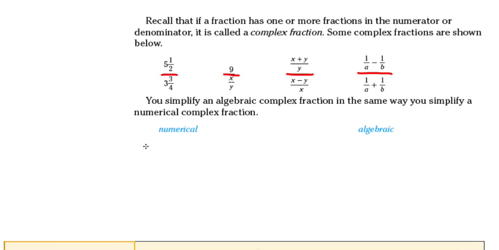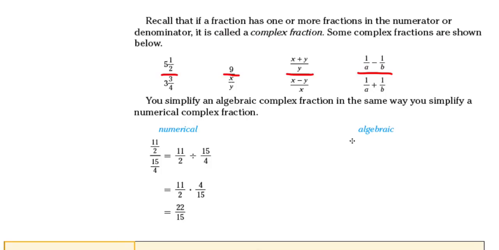For example, if I have 11 halves all over 15 over 4, that is the same as 11 halves divided by 15 over 4. And we simply get the reciprocal of 15 over 4 and multiply it by 11 halves. And you cross cancel 2 and 4, and that'll be 1 and 2. So this becomes 22 over 15. Okay?